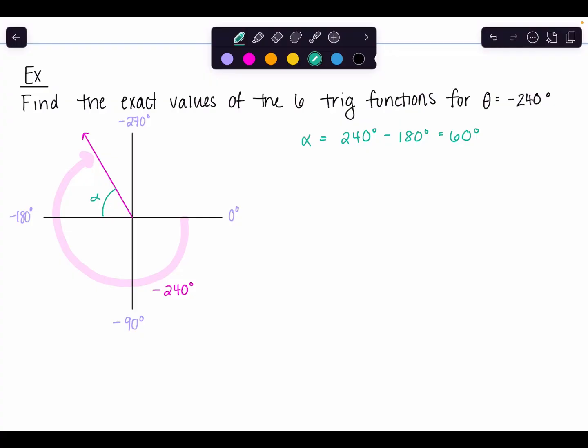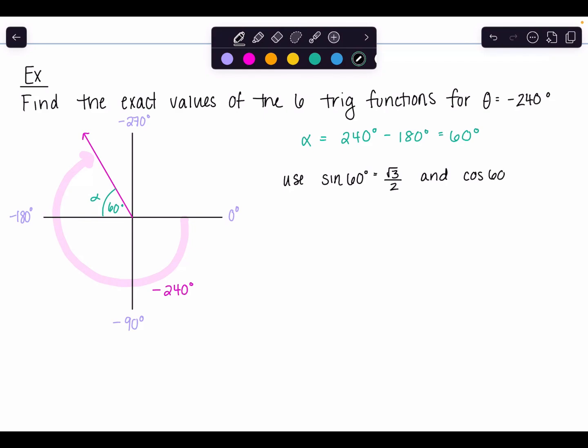Again, you can use negatives if you want, but you don't have to worry. This is 240, just the opposite direction. I need to get rid of this piece down here to get alpha. So from 240, I'm going to subtract a straight angle. So it's 240 minus 180 to give us a reference angle of 60 degrees.